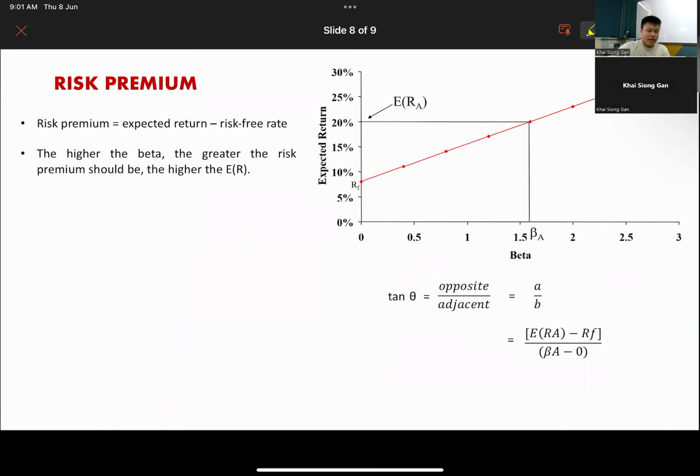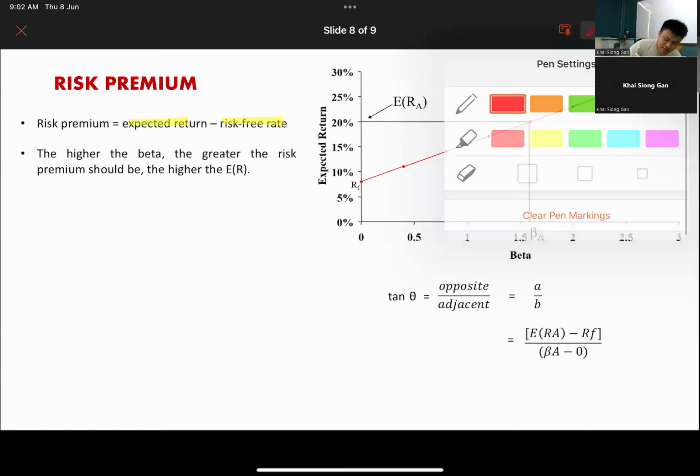Now, so what we can learn here is that high risk, high returns. Okay, and now I want to talk about risk premium. So risk premium means that today, when you accept more of the risk, you expect a higher expected returns. So the formula for risk premium is expected returns minus risk-free rate.